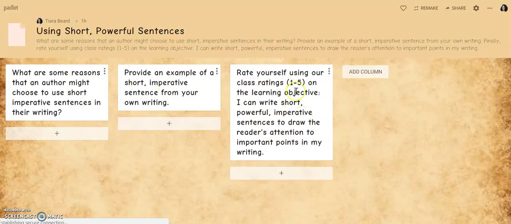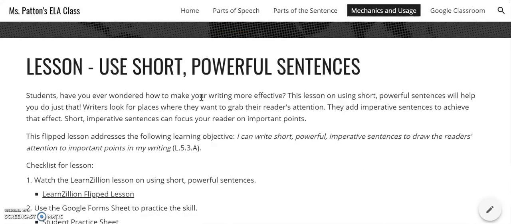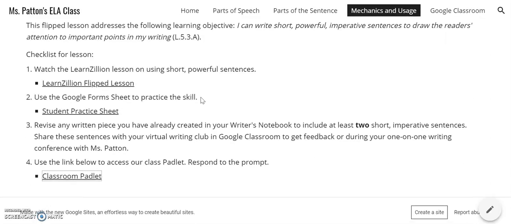And again, I talk about rating themselves. I'm assuming that at this point in the year when this lesson would arrive, they would know our class rubric of rating themselves from 1 through 5. So that is the overview of the fully fleshed out online learning lesson.